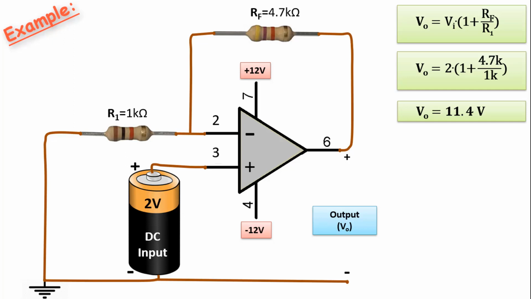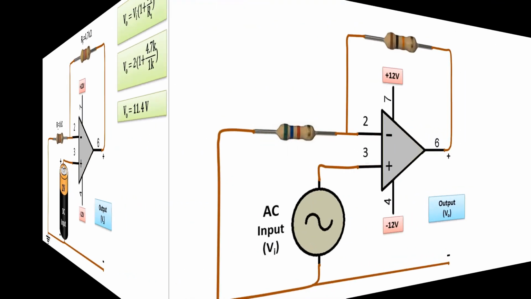Here we can see that the output value is higher than the inverting amplifier value. We took the same input values and resistances in both, but the output of the inverting amplifier was 9.4 volts, while the output of the non-inverting amplifier was 11.4 volts. From this, we can see that the gain of the non-inverting amplifier circuit is higher.